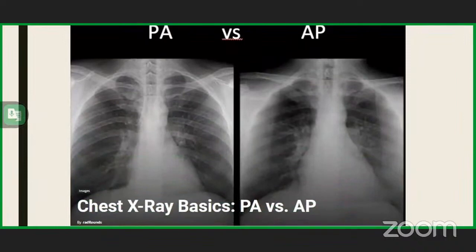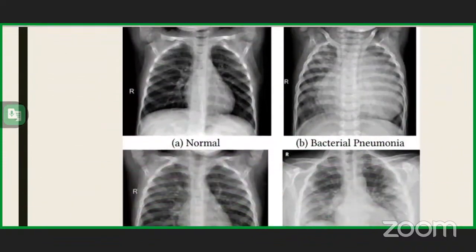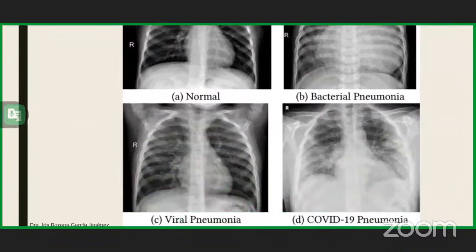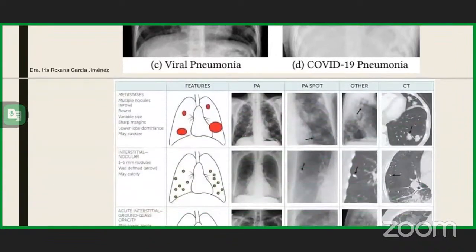There is a difference between X-rays, the basics, the posterior anterior and the anterior posterior, for making the comparison, how it looks like, just extra information. And we have some pictures in children: normal, bacterial pneumonia, viral pneumonia, and COVID-19 pneumonia. Extra information for practicing, for considering.